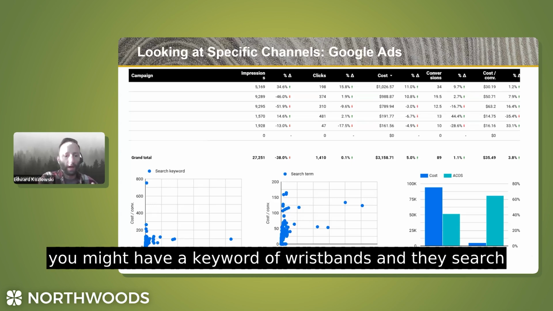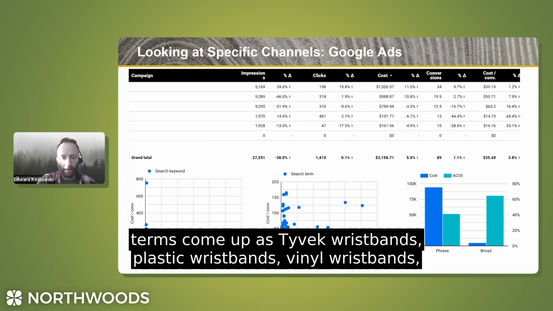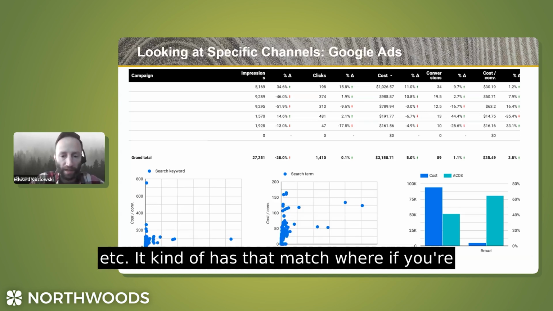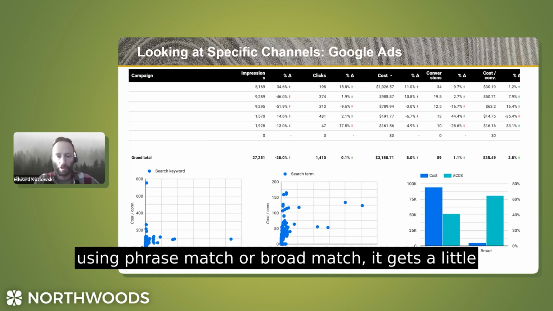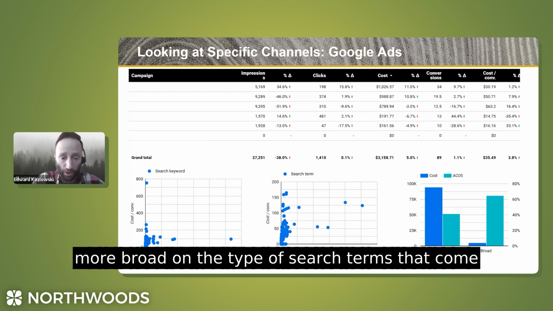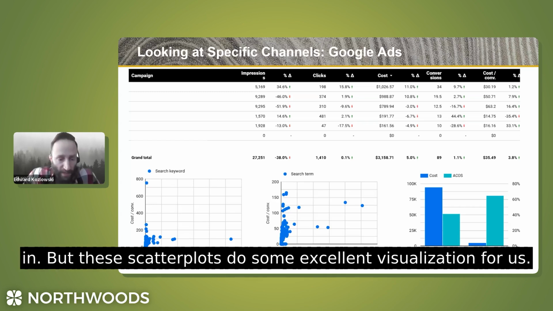So you might have a keyword of wristbands and the search terms come up as Tyvek wristbands, plastic wristbands, vinyl wristbands, etc. It kind of has that match where, if you're using phrase match and broad match, it gets a little more broad on the type of search terms that come in. But these scatter plots do some excellent visualization for us.